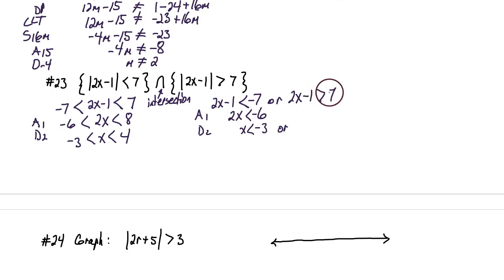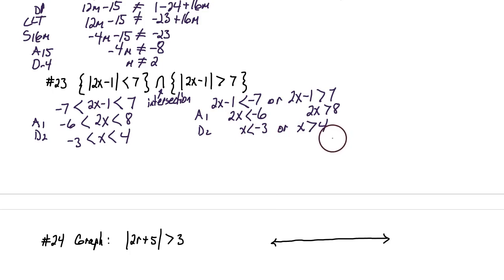Or, now let's go over on this one and solve it. When you add 1, you get 2x is greater than 8, and divide by 2, you get x is greater than 4. An intersection has the numbers that solve both of them. So we're looking for the numbers between -3 and 4. And over on this side, we're looking for the numbers that are less than -3 or they're greater than 4.